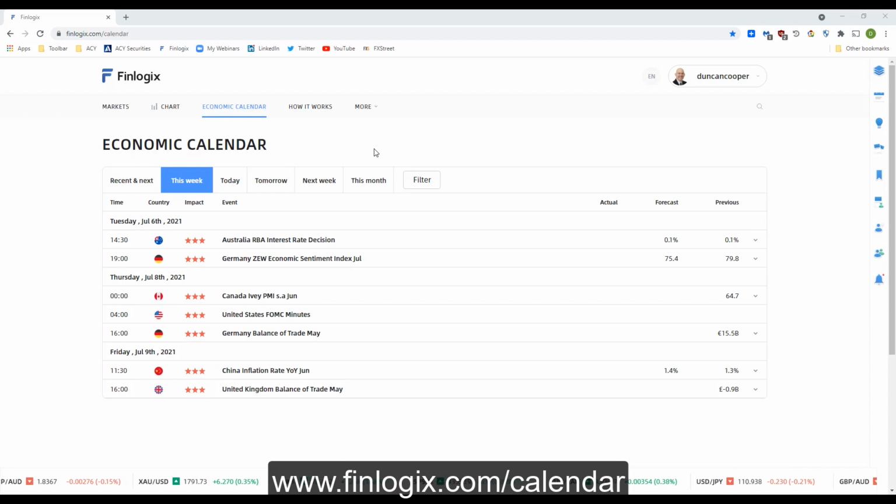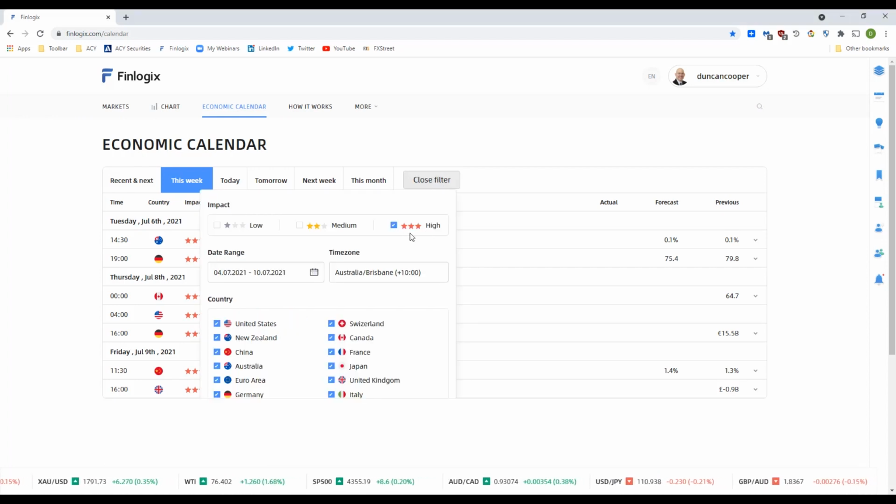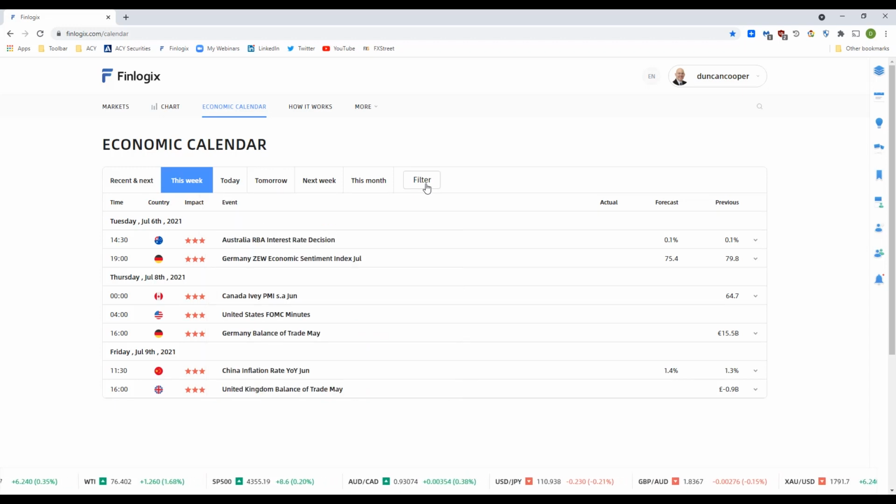Hi traders, just looking at the economic calendar, and I've filtered it to show only the high-impact items for the coming week. I'm reviewing the euro dollar and the pound US dollar today, and I want to know which news items can impact those pairs throughout the week.